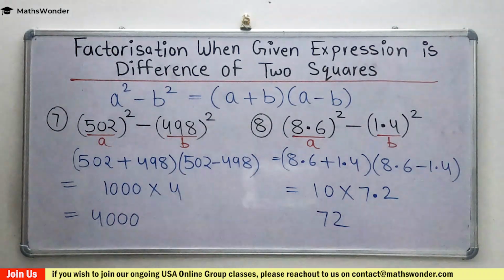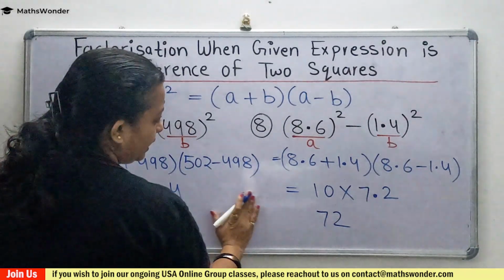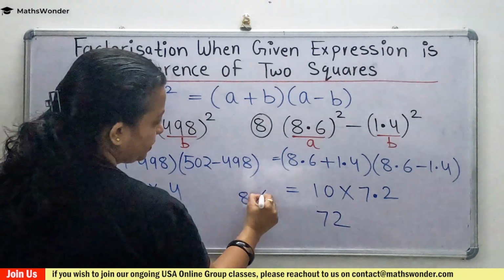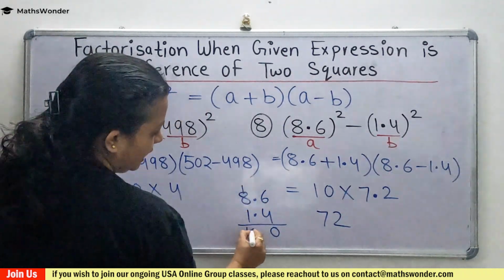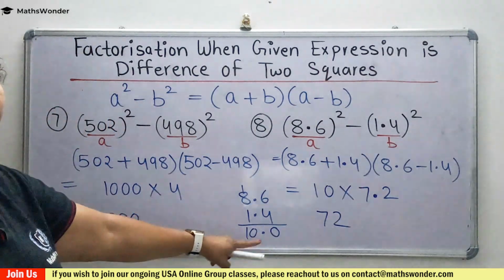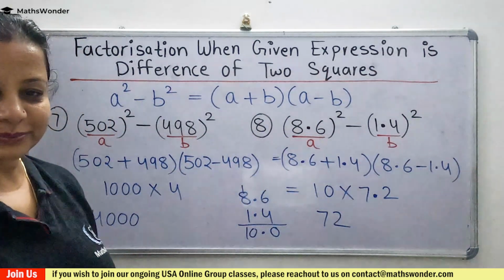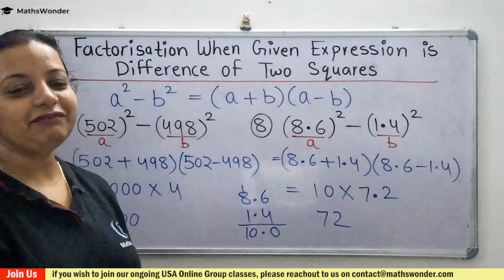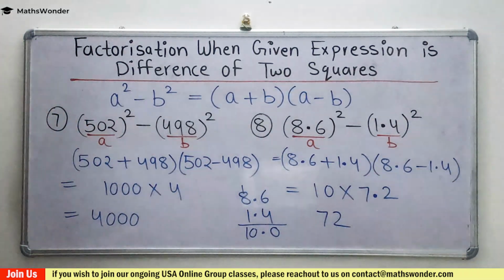So when you do 8.6 plus 1.4, this will be 9. How 9? How 9, beta? See, look at the board. 8.6, 1.4. 6 plus 4 is 10, so 10.0. We learned this in decimals. You can write it as 10 only, or if you are not comfortable, you can write it as 10.0. Both are correct ways. There is no problem.